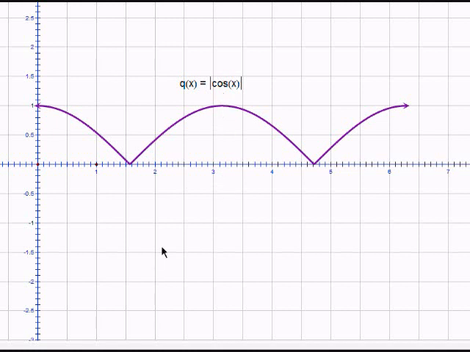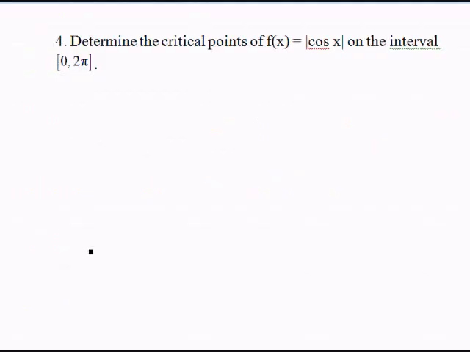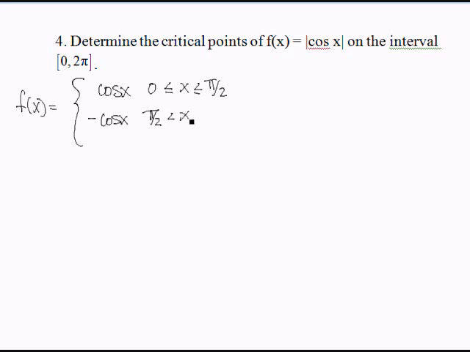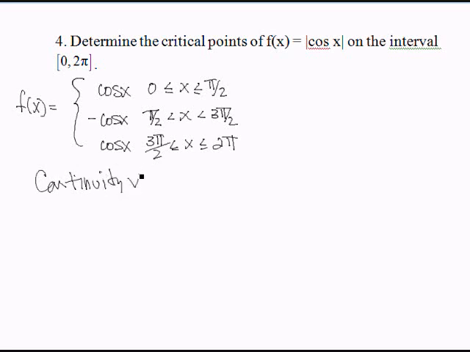So let's look at that. So let's break up our absolute value function into a piecewise function. So our function is defined as cosine of x stayed the same between 0 and pi over 2. And then we negated or flipped it up, changed the sign, between pi over 2 and 3 pi over 2. And then our function remained the same between 3 pi over 2 and 2 pi.